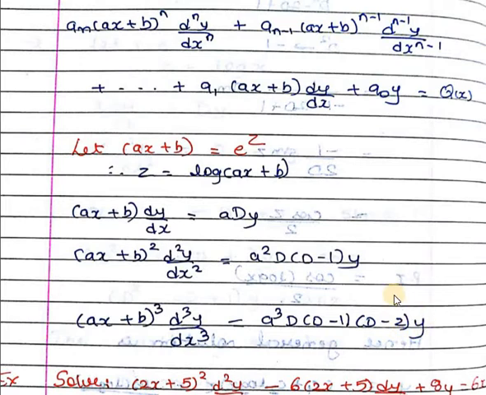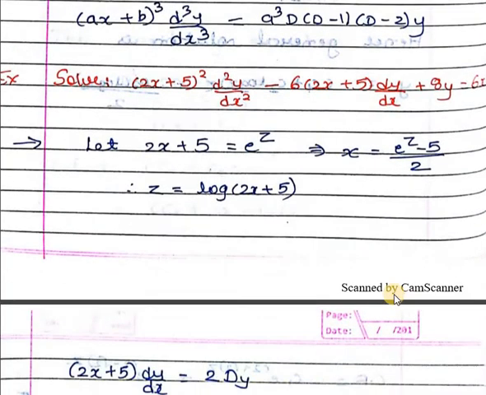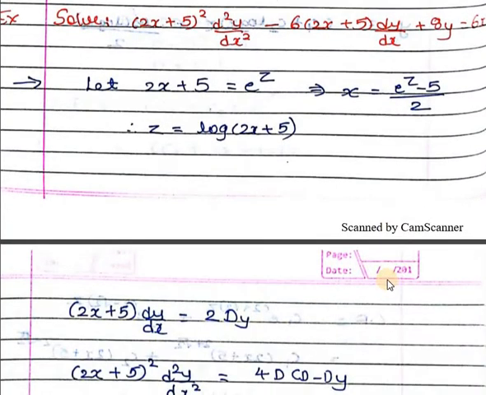Now let us discuss examples related to this topic. First example, solve (2x+5)^2 d^2y/dx^2 - 6(2x+5) dy/dx + 8y = 6x. Here, as you can see, the given equation is Legendre's linear equation.